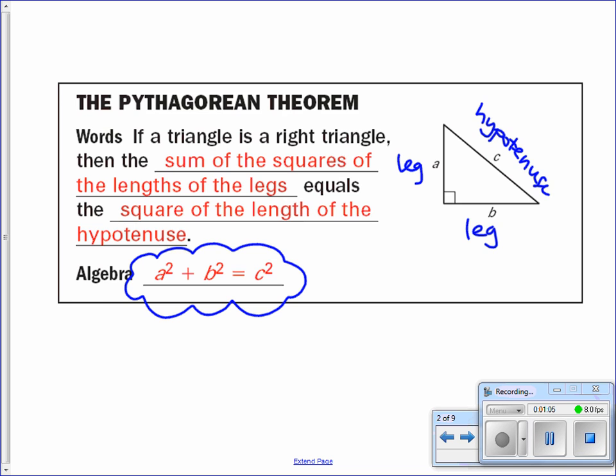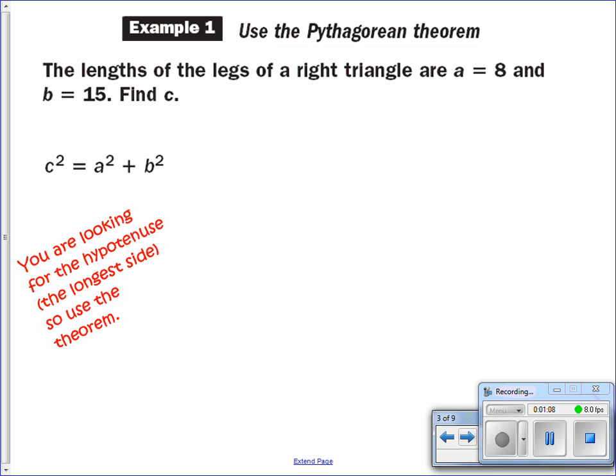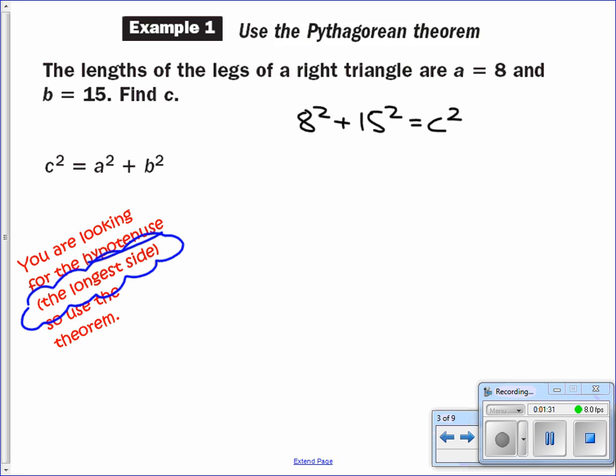It literally is squaring those values. So if they tell you that the lengths of the legs are 8 and 15, they want you to find c, we're finding the hypotenuse. And always, always, always, the hypotenuse should be the longest side. So if 8 is a leg and 15 is a leg, I'm going to square both of those values and add them together, and that's going to equal my hypotenuse squared. Well, now we just follow the order of operations. Square 8, square 15, and that equals c squared. Answer those, and you get 289 equals c squared.